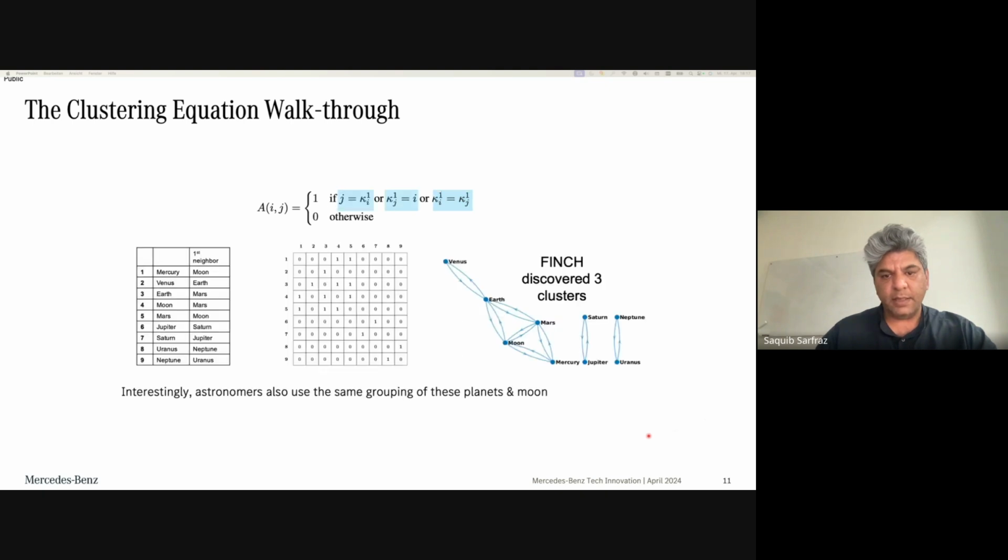And then, as you can see the directed graph of this adjacency matrix, this clustering equation has already discovered 3 clusters. How you can see that how 5 out of 9 samples are merged into one big cluster here. While the 2 symmetric pairs are forming their independent clusters in terms of these connected components, right? And interestingly, though, the astronomers also use the same grouping for these planets, which here we have discovered. So this short walkthrough would give you an idea how this clustering is working.